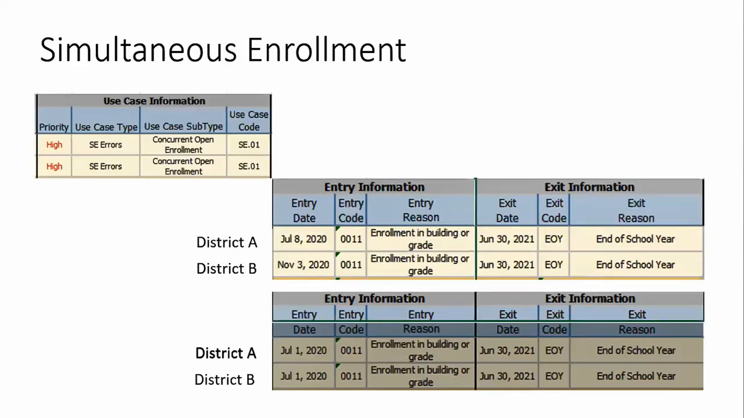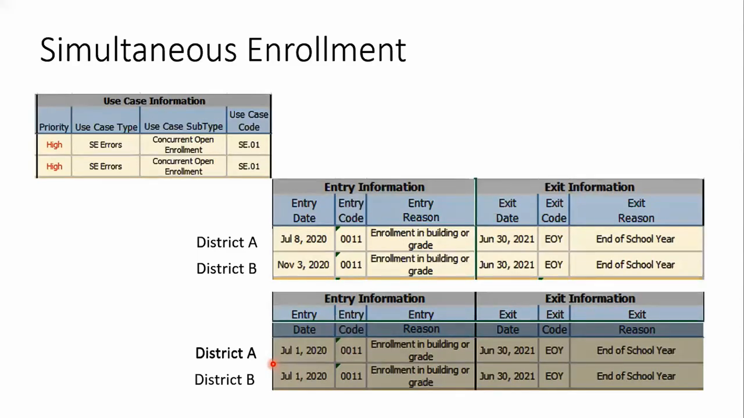The second set of records show a student enrolled from July 1st to June 30th in both districts. Depending on when you generate this report, it may indicate a problem. If you see something like this in early September, well, actually October, since that's when the UIAS reports will first come out, it could be back to a timing issue. And one of the districts may not have updated their data in a timely manner.